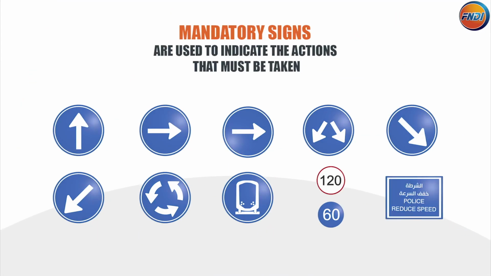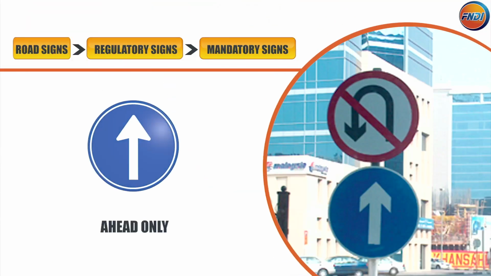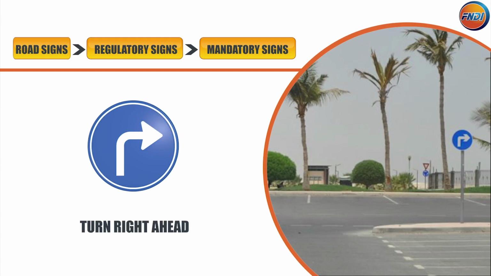Mandatory signs. Mandatory signs are used to indicate the actions that must be taken. All the permanent mandatory signs have blue backgrounds and mostly circular shape. A head-only sign instructs that motorists must go straight ahead only. They must not make a U-turn, turn right, turn left, but have to continue driving straight. Motorists are not allowed to park in such areas. It can be seen at traffic signal, which directs for straight only. Turn right ahead, left if symbol is reversed. This sign means motorists must turn right ahead.